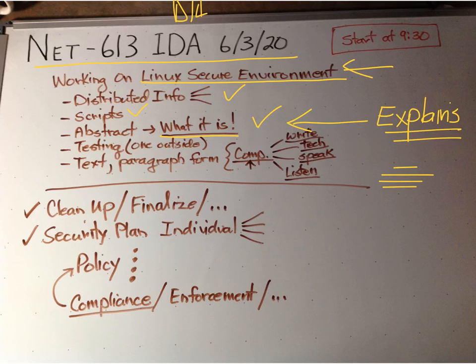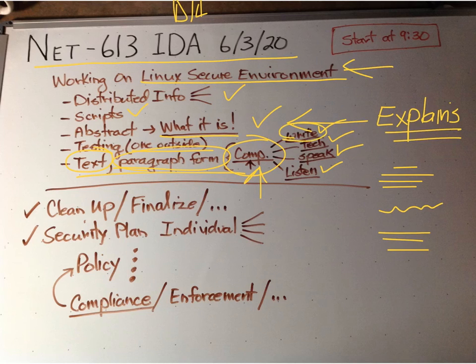Like, you got your name, date, and stuff up here, and then you have that abstract, and then you have the information down here. Making sure you're testing it from outside sources, and just the whole idea of including text, paragraph form, use your composition skills. You should be able to communicate technologically, speaking, and listen. So in this case, you're working on your writing skills that you should learn in communications class to make sure the document flows.